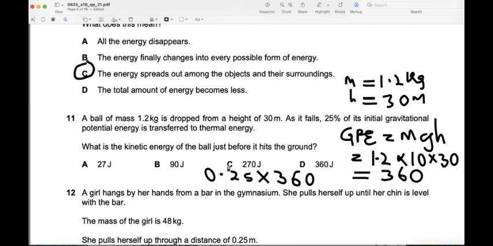But that's not what they are asking. They are asking what is the kinetic energy of the ball just before it hits the ground. So we have to see the thermal energy that is lost first. We have to subtract it from the potential energy before we can get the kinetic energy.